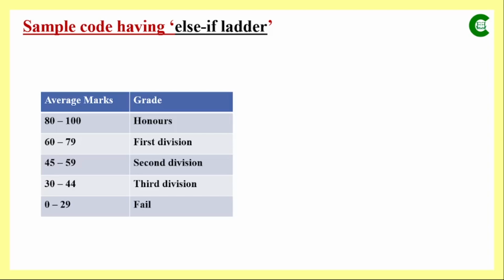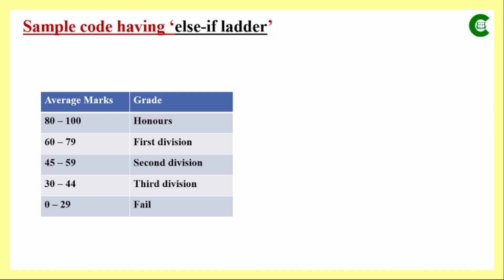And now we will see the same logic in a program. So here this is the problem or the requirement that we will be processing through our C program. When the average marks is between 80 to 100, then the grade will be honors, and so on, from 60 to 79 first division, and the rest of the things you can see in front of you. Now this logic we will be implementing.